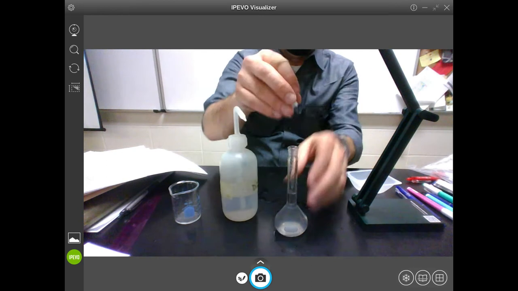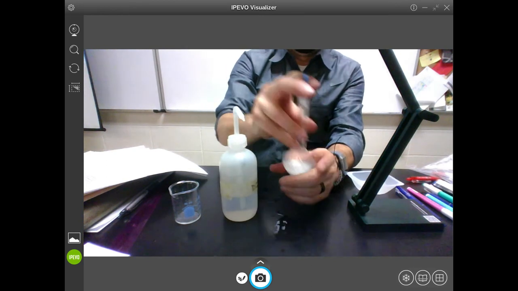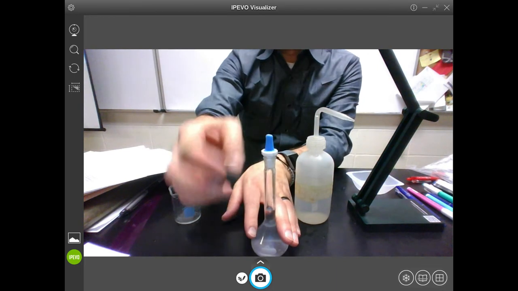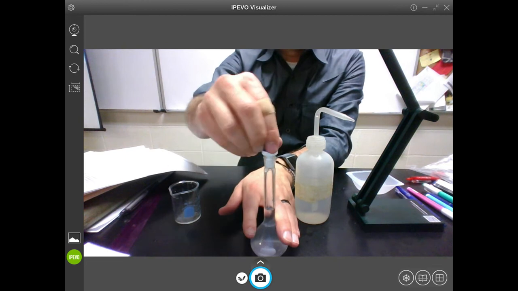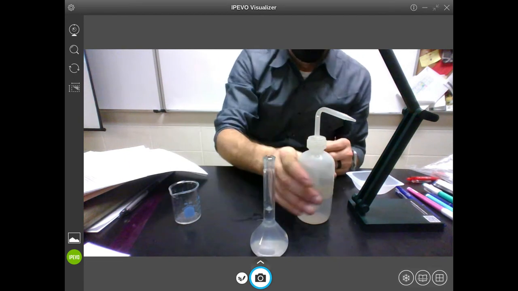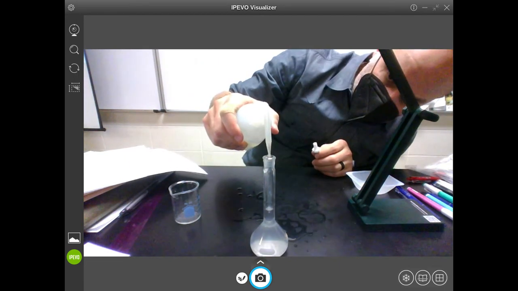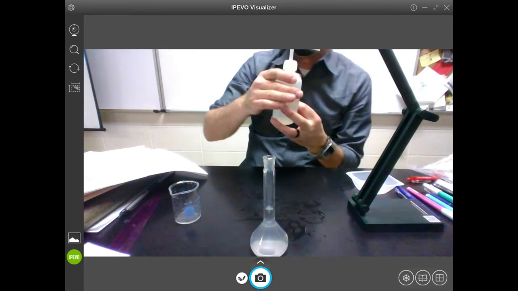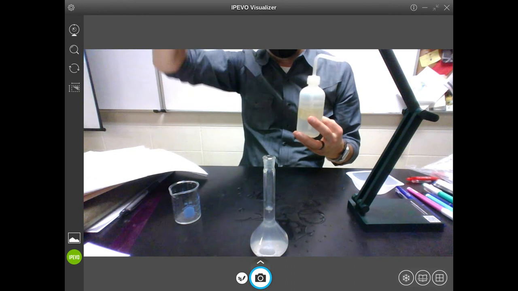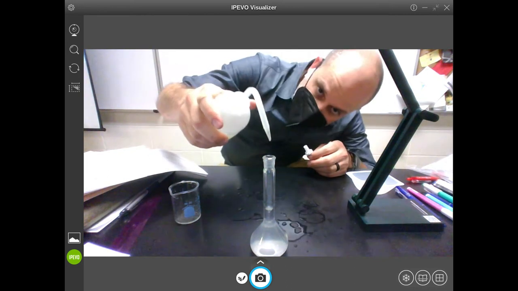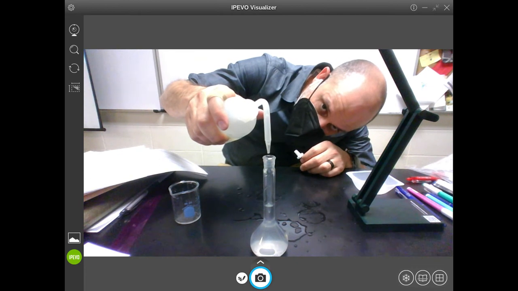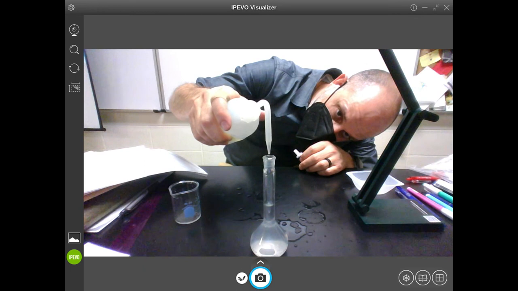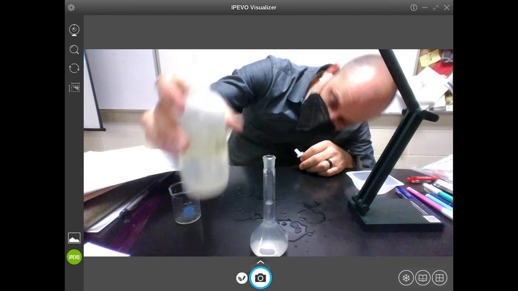Okay, so when you get close to that line, usually what I do is I cap it, invert it to shake it a little, just to try to get any beads of solution that are on the sides down. Okay, then very carefully fill it. Don't forget, especially with these, because the necks are small, you're gonna have a meniscus, the curve, right? So remember, you want the bottom of that curve on that line. So you're gonna have to kind of look, and you're gonna add this very carefully to get it right to that line.